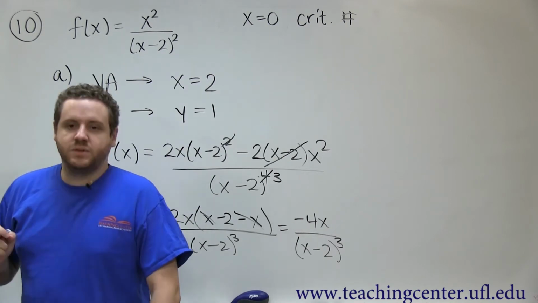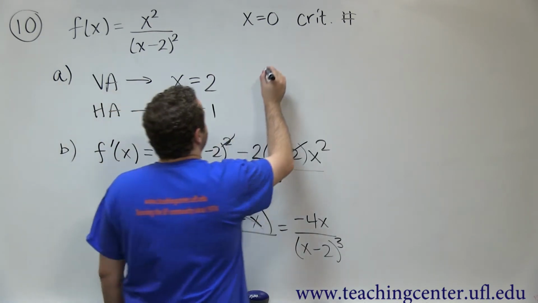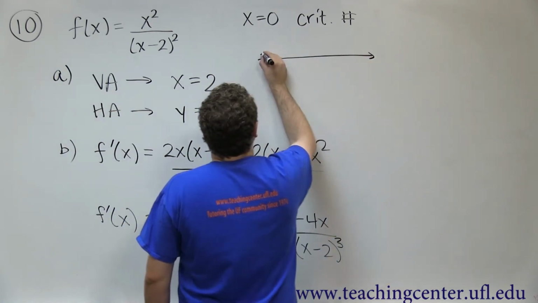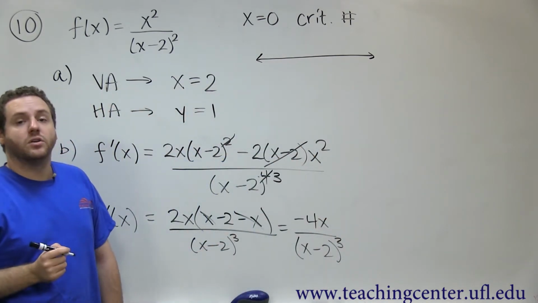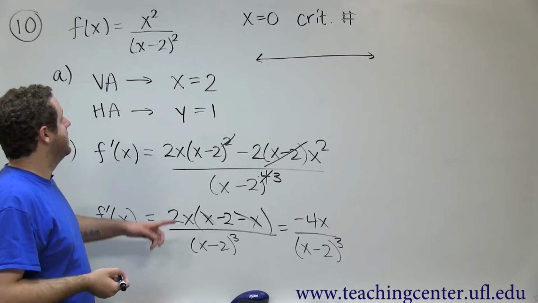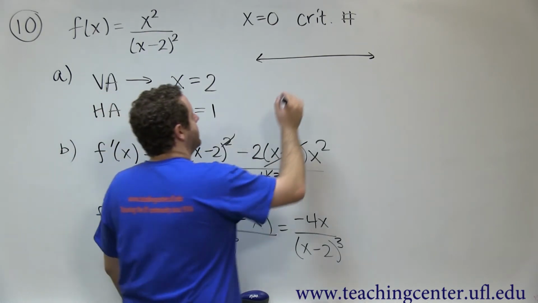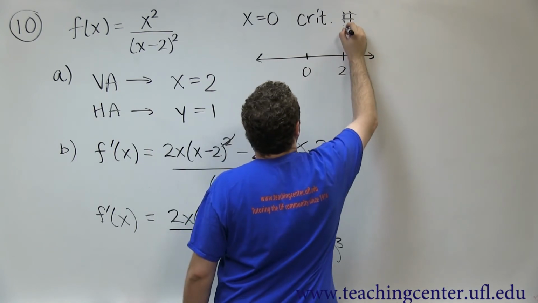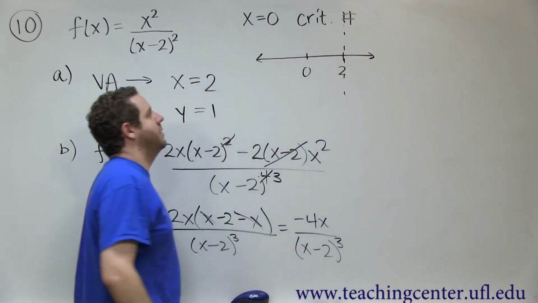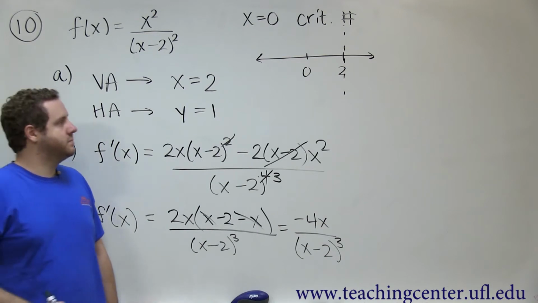So now let's find the intervals of increase and decrease. If we're going to use the first derivative test to find intervals of increase and decrease, what you need to put on the number line are critical numbers and vertical asymptotes. So we have a critical number at 0. We also have a vertical asymptote at 2. And I'll denote that on my number line by drawing a dotted line.